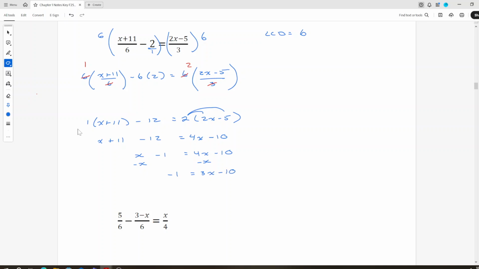Then I want to get the x term by itself, so I'm going to add 10 to each side. I end up with 9 is equal to 3x. And then I'm going to divide both sides by 3 to get x by itself. And I end up with x is equal to 3.